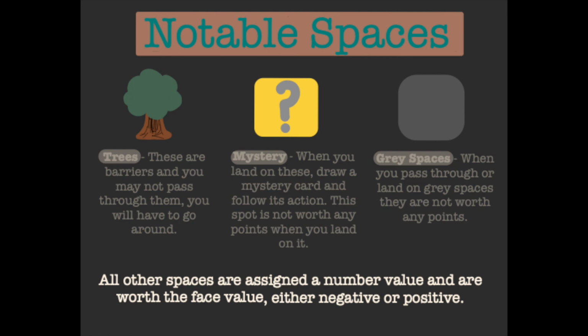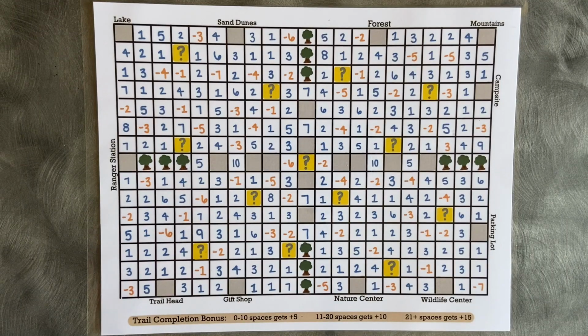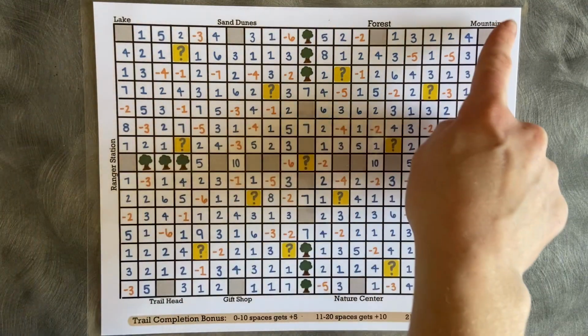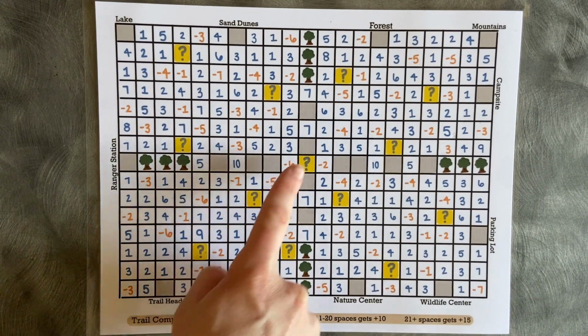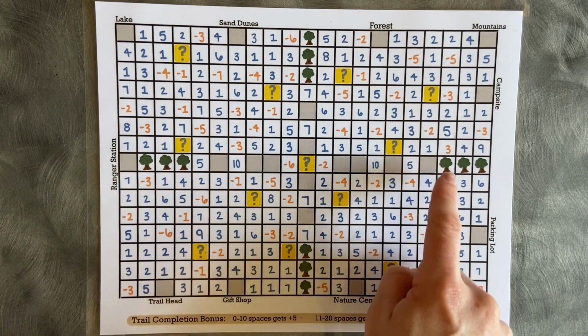Every other space on the board is assigned a number, whether it is positive or negative. When looking at the board, the locations are all placed around the border. The gray spaces are primarily in the middle, while the mystery spots are scattered. The trees are also located around the outsides.